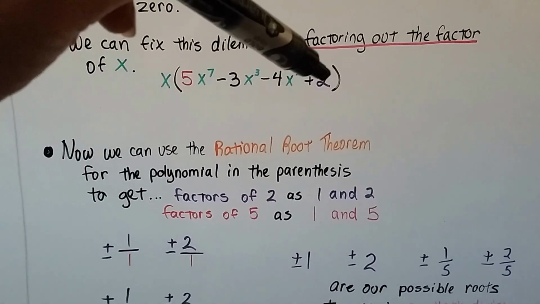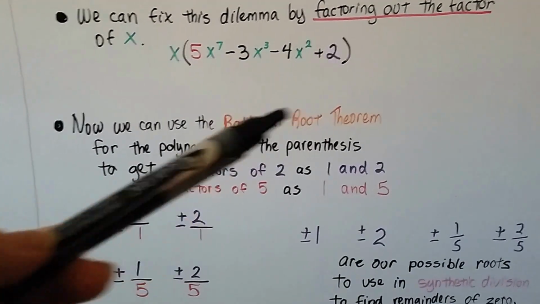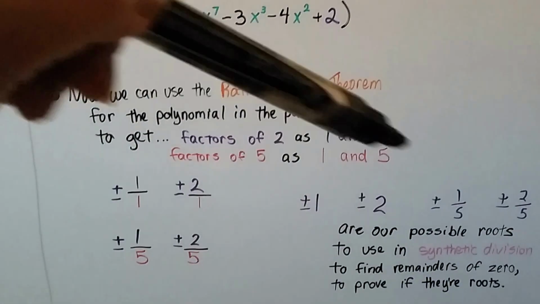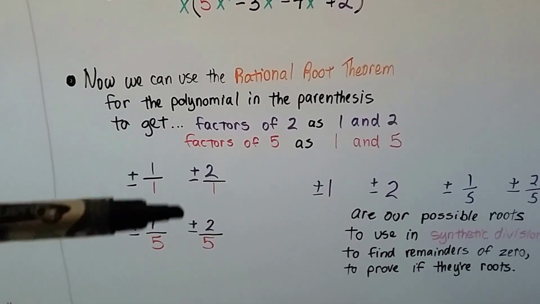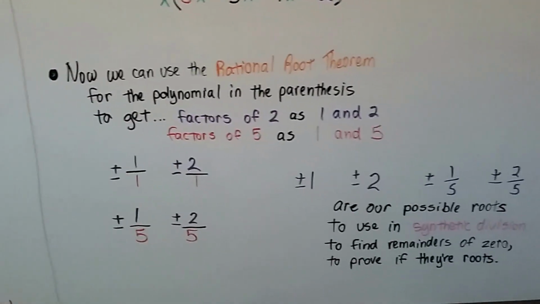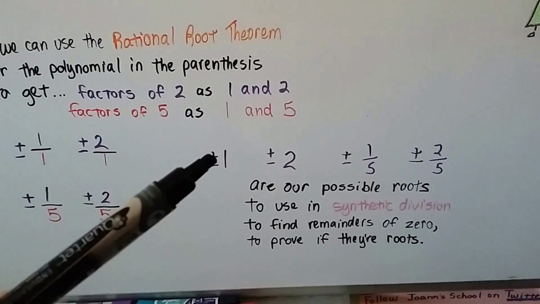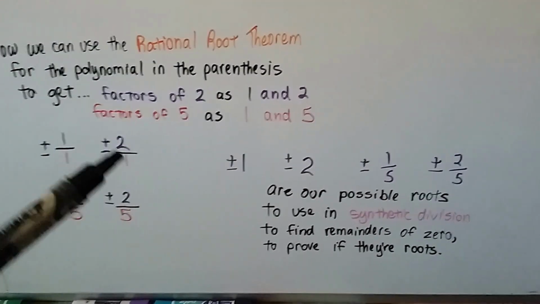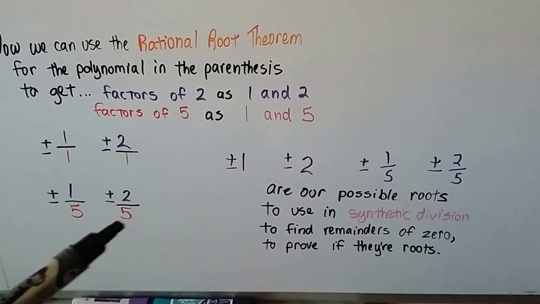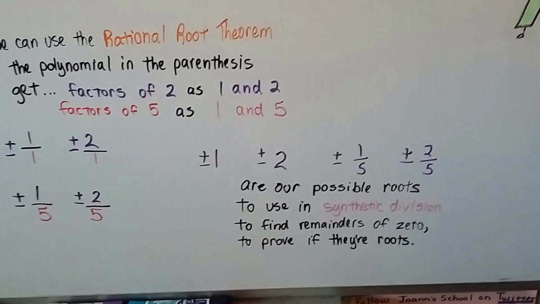Now we can find the factors of 2 and the factors of 5, make those factors our numerator, those factors our denominator, and we'd get a 1 and a 2 and a 1 and a 5, and here's the 1 as a denominator, here's the 5 as a denominator. So our possible roots to use in synthetic division would be positive or negative 1, see? Positive or negative 2, positive or negative 1/5, or positive or negative 2/5. So we have 8 choices, and we find out if the remainders are 0 to prove if they're roots.